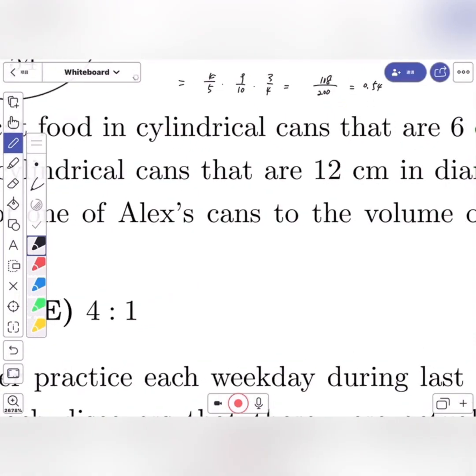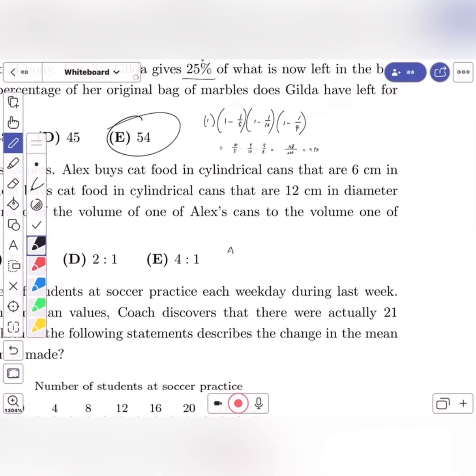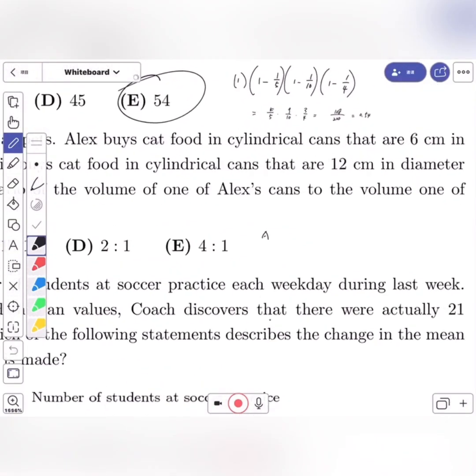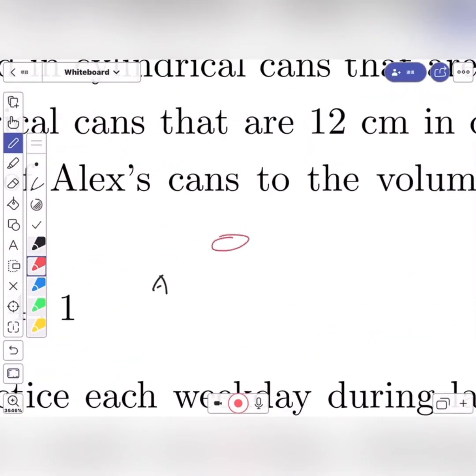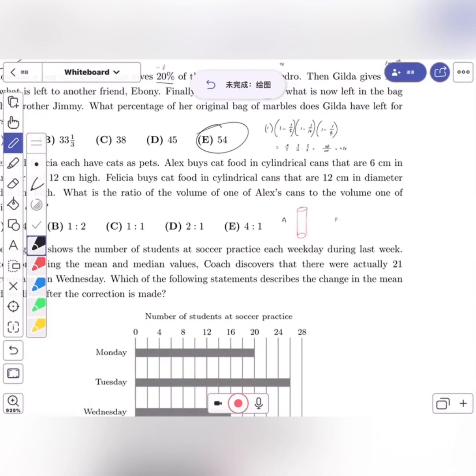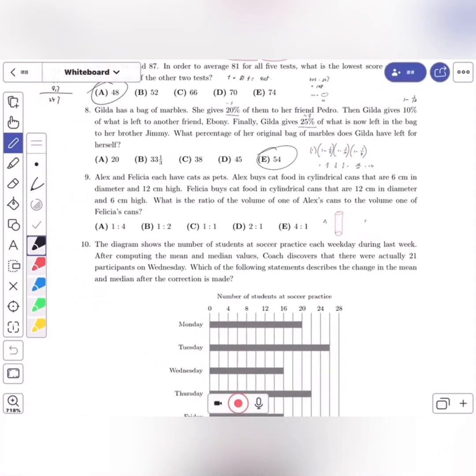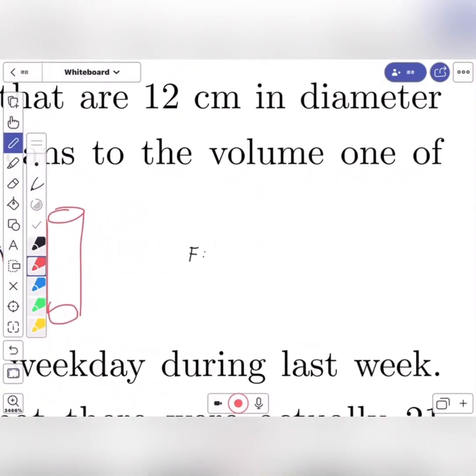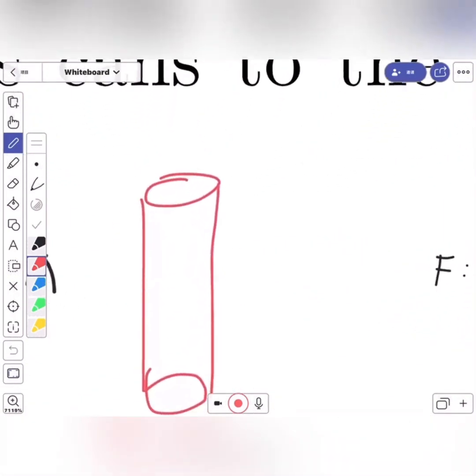Okay, so let's just label each can. So Alex has a can that has 6 centimeters in diameter, which means 3 centimeters in radius. So basically, a can that's relatively thinner. And we also have Felicia, which she has a can that is 12 centimeters in diameter, which means 6 centimeters in radius and 6 centimeters in height. So, a larger can. So we're gonna find the ratio of their volumes.